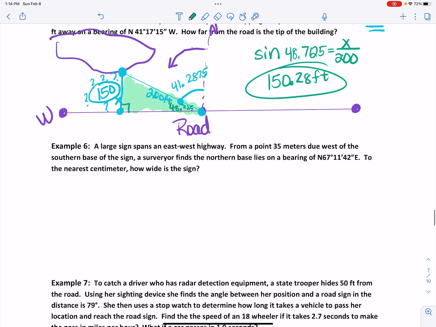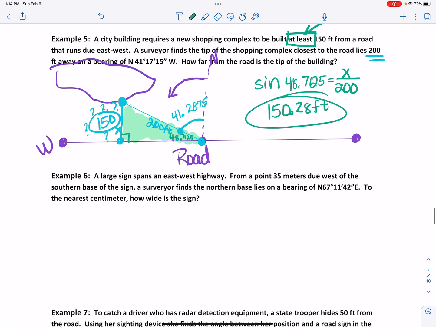All right, so go ahead and pause and try example 6. It's kind of similar to example 5. Just try it, see what you can get. If you can't get it, we're going to do it here in a second, but pause and try it.